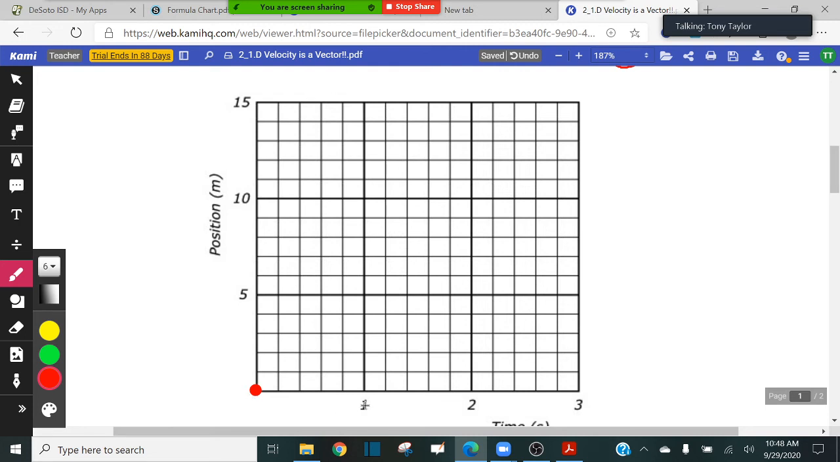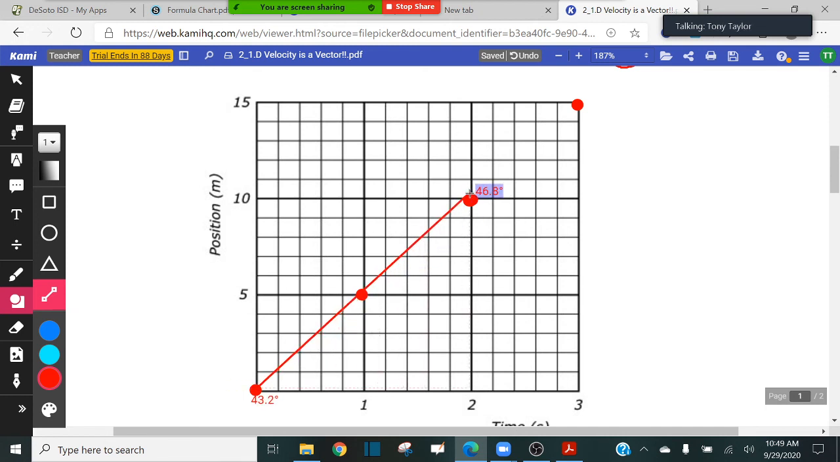And then at 1 second, she's at a position of 5 meters, and then at 2 seconds, she's at a position of 10 meters, and then at 3 seconds, she is at a position of 15 meters. Okay, so that's Angela. Now, let us do our best fit line. So the best fit line should look something like this. Remember, the best fit line is the line that goes through all the data points as much as possible. So that's Angela's data.